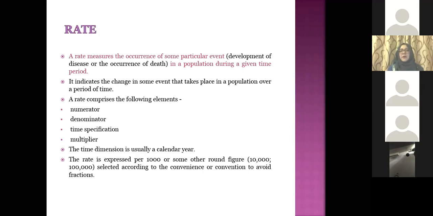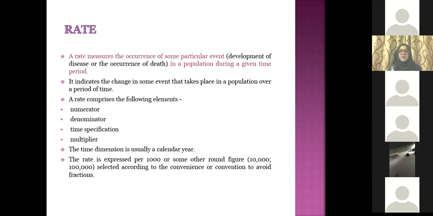Okay, then we come to the third measure of morbidity, which is rate. Rate is a measure of the occurrence of some particular event, development of disease, or occurrence of death in a population during a given period of time. It indicates the change in some event that takes place in a population over a period of time, or changes in the occurrence of disease or illness.